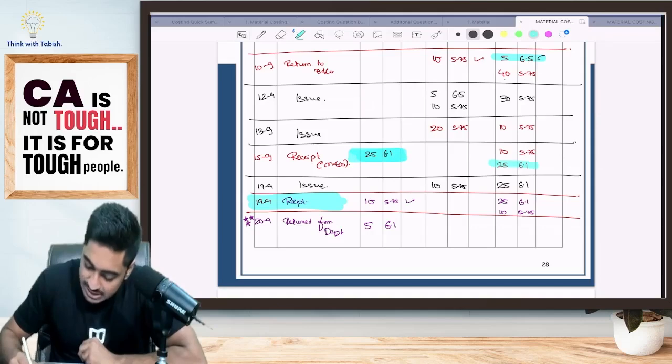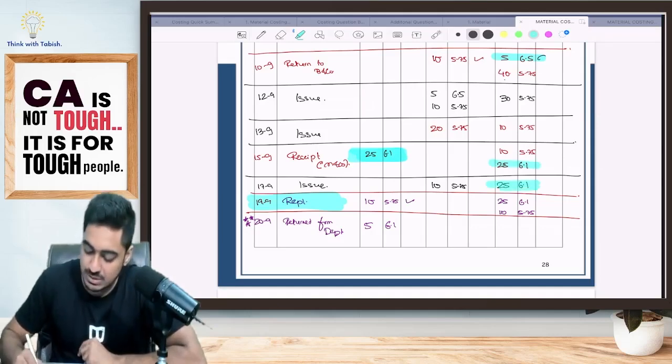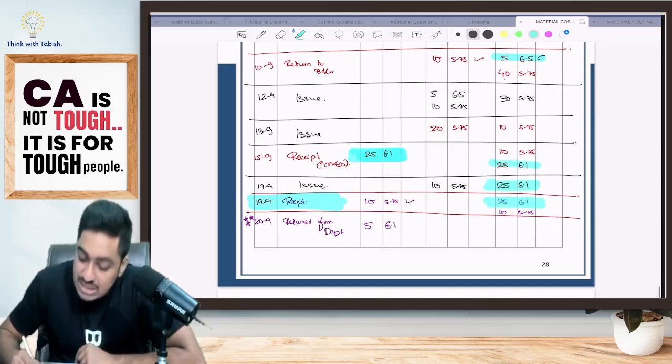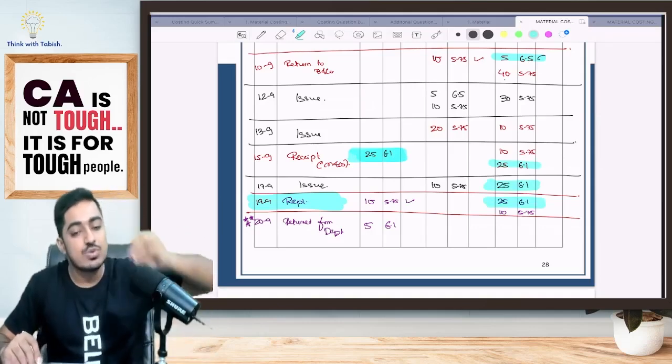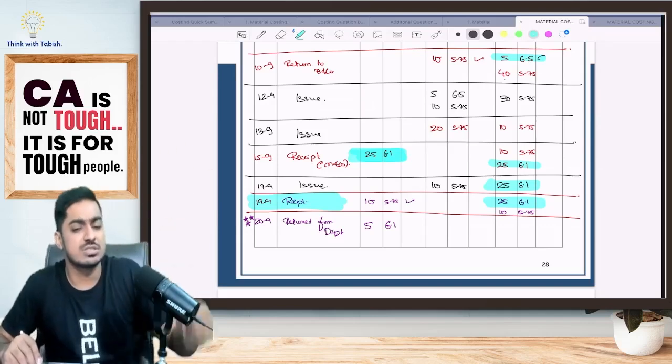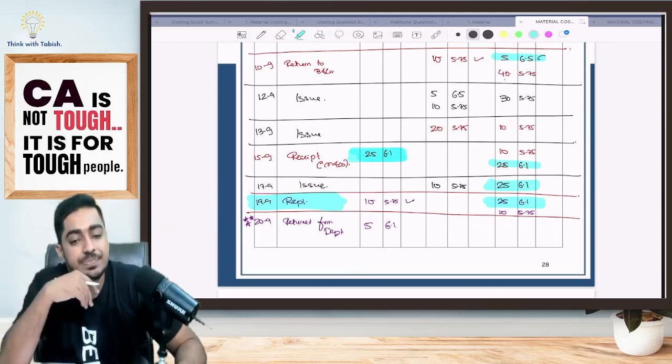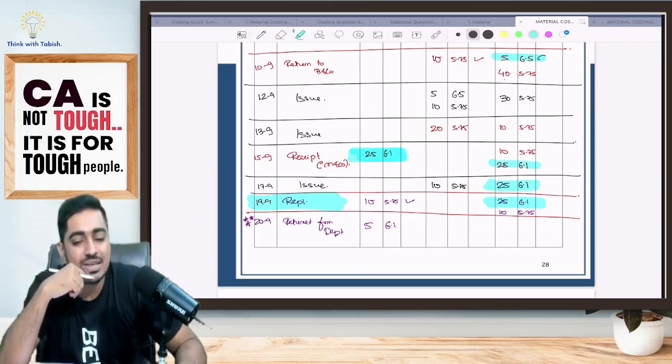Sir, on 15th it was lying in balance. On 17th also it was there with me in stores only. On 19th also it was there in stores with me. That means till today, MN company's goods I did not issue, boss. If I have not issued, is it possible for me to get the goods back? No. Yes or no, everyone?